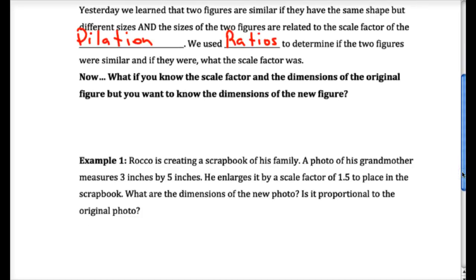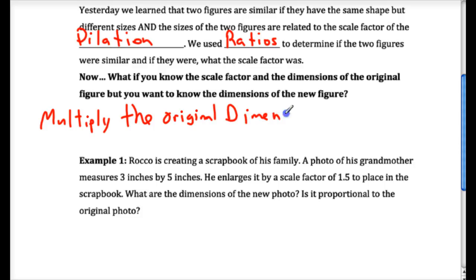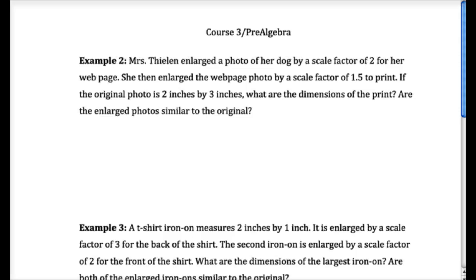All right. Now, what happens if you know the scale factor and you know the dimensions of the original figure? Okay? How could you get the dimensions of the new figure? Multiply the dimensions by the scale factor. Well said. Trace gets an A for the day. Good job, Trace. Multiply the original dimensions, big words, by the scale factor. And that's all we're going to do today. I don't think it's going to be anything new. I don't think it's going to be anything tricky today.